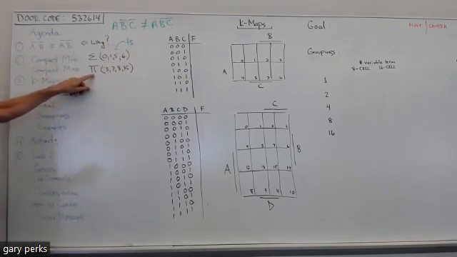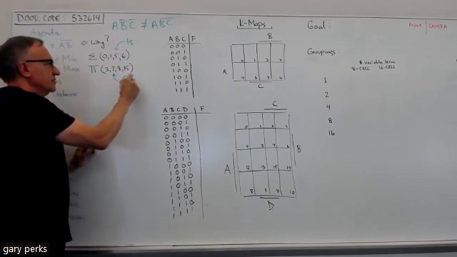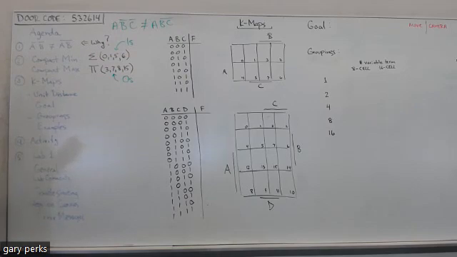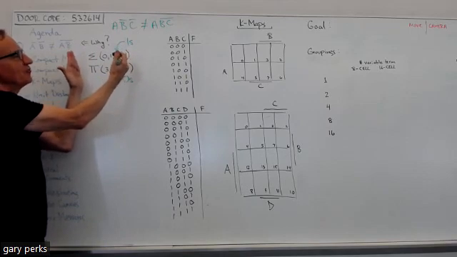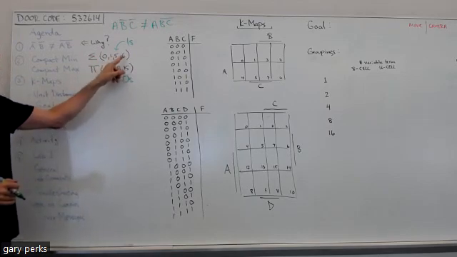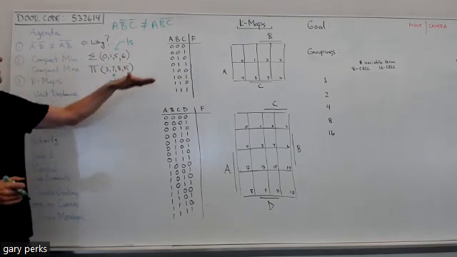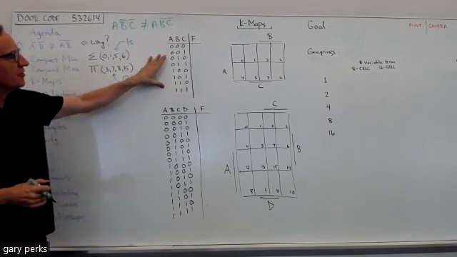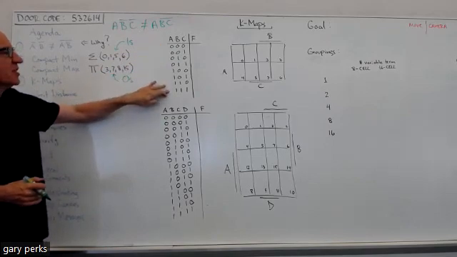And when you have the capital pi, compact max, these numbers tell you where the zeros are in the truth table. So that's why they're called compact, because this is a shorter way of writing where the ones and the zeros are in a truth table. Here, the compact min only goes up to 6, so I wrote a truth table with 3 inputs, because with 3 inputs, we can go 0 to 7.